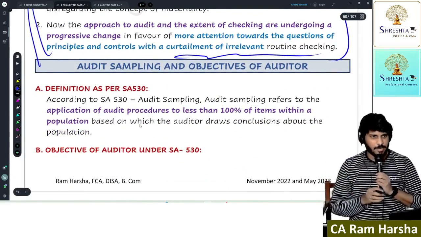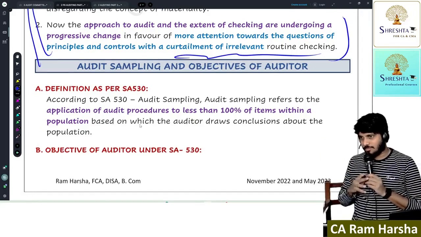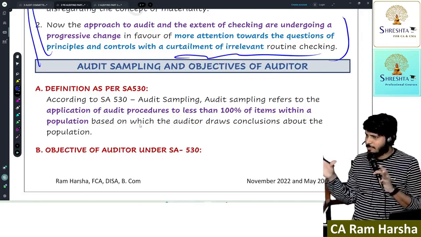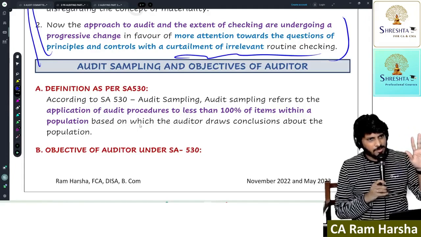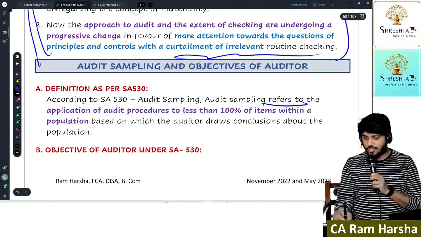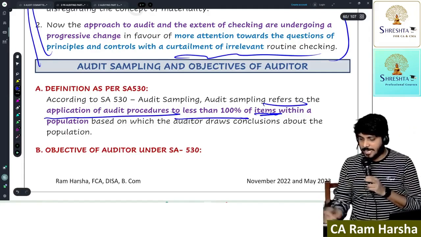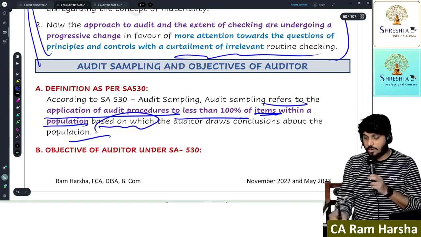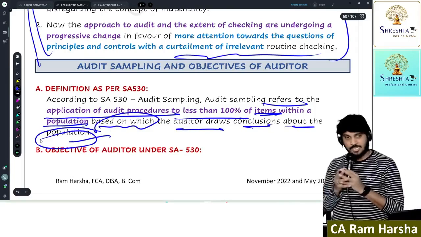What is audit sampling? First of all, we apply our audit procedure. We verify. What do we verify? In a sampling method, we verify the entire population or a sample. Sample means less than 100% of the data. That's it. Audit sampling refers to application of verification procedures to less than 100% of items within a population, based on which the auditor draws conclusions about the population. Getting it? All of you.